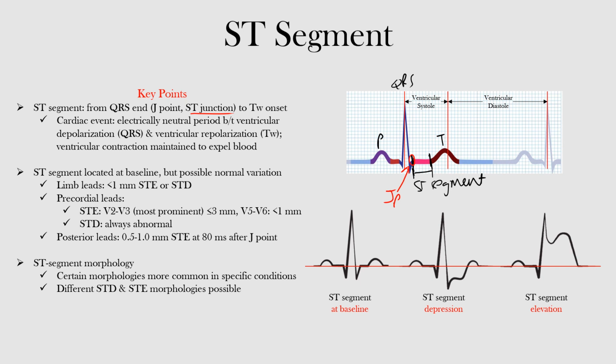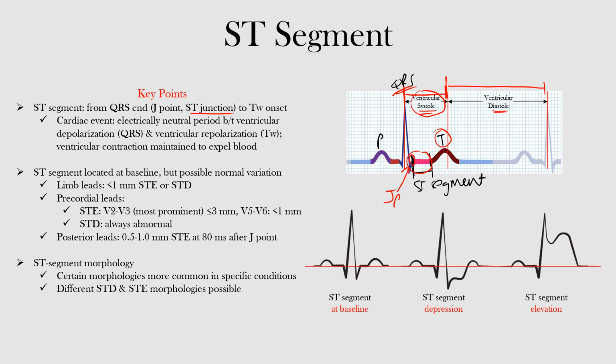Now this is normally an electrically neutral period between ventricular depolarization, which is the QRS complex, and ventricular repolarization, which is our T wave. The myocardium is maintaining contraction in order to expel blood from the ventricles. So if you look here, ventricular systole, when contraction is taking place, is from this point here up until this point. Notice that our ST segment is within that area. And then when the ventricle starts to relax, ventricular diastole is from this point here until that point. So we are in that ventricular systole area, and the ventricles are contracting and expelling blood to the rest of the body.